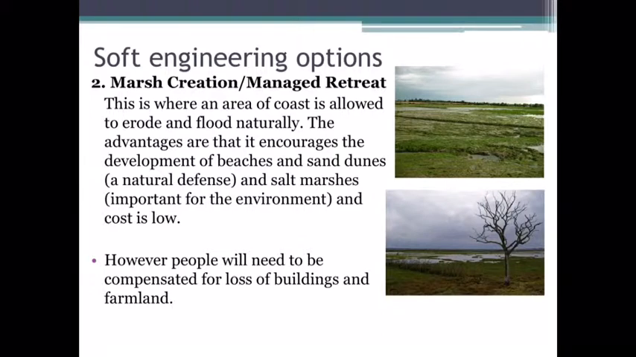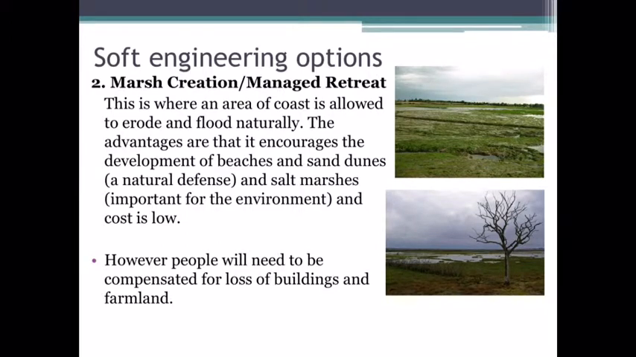So another soft engineering option to think about is managed retreat. Now this is the third of our three options within our shoreline management plan, which is known as do nothing or managed retreat. So this is where an area of coast is allowed to erode and flood naturally. The advantages are that it encourages development of beaches and sand dunes, natural defence, and salt marshes, which are also important for the environment. And the cost is very low.